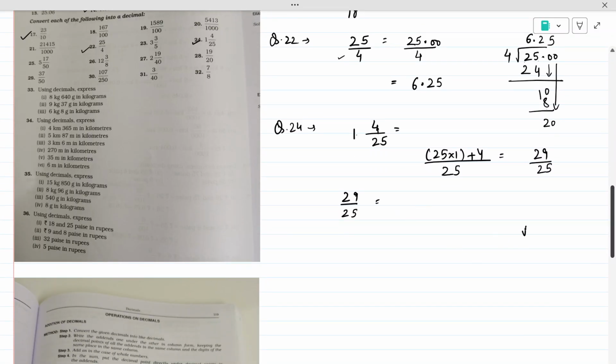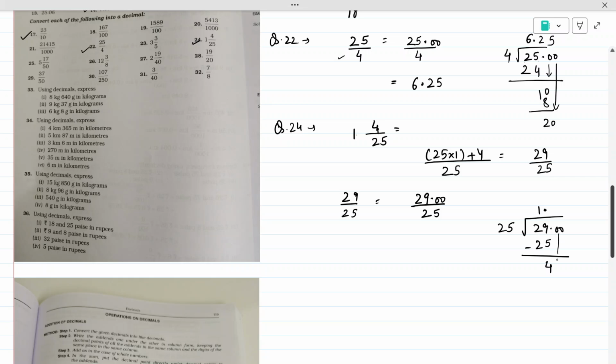Here we have 29.00 divided by 25. So 25 into 1 is 25. 9 minus 5 is 4 here. And here we have taken both the digits, so the decimal will come now.